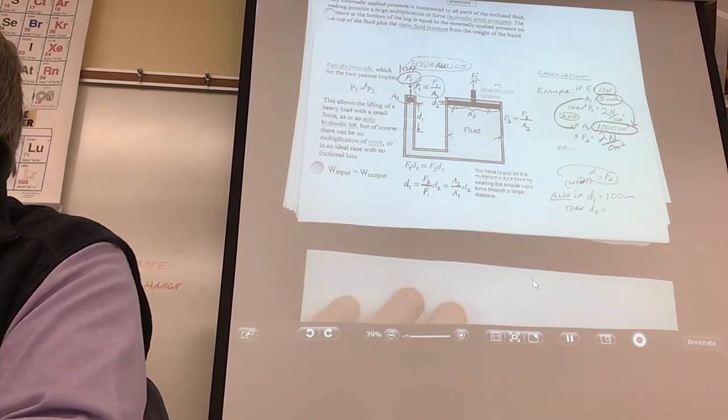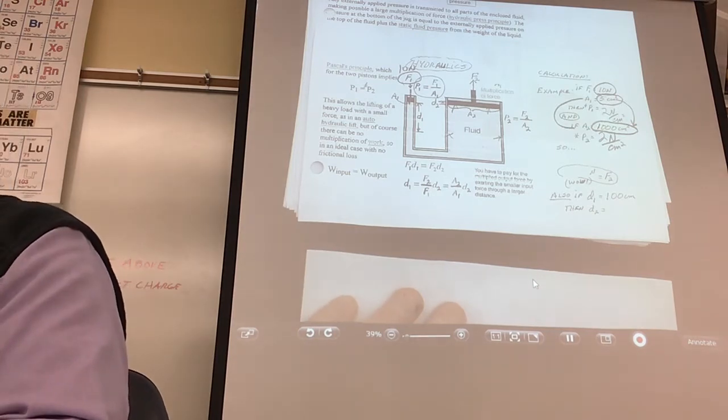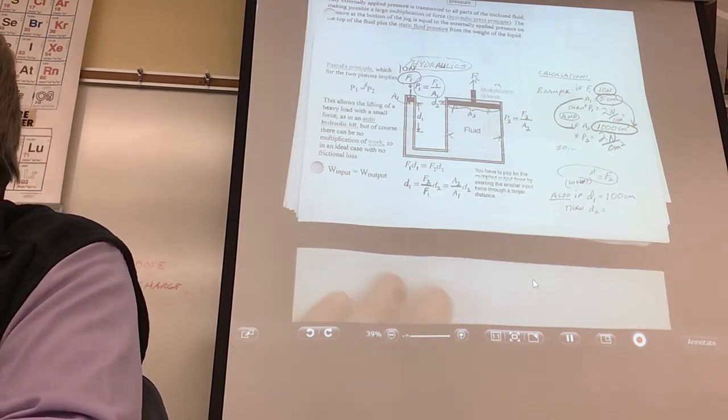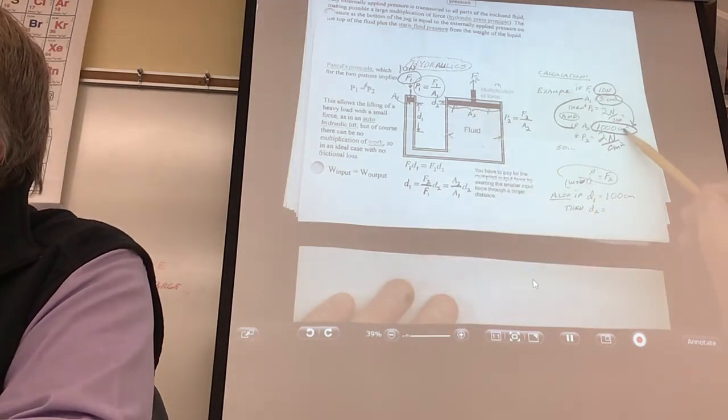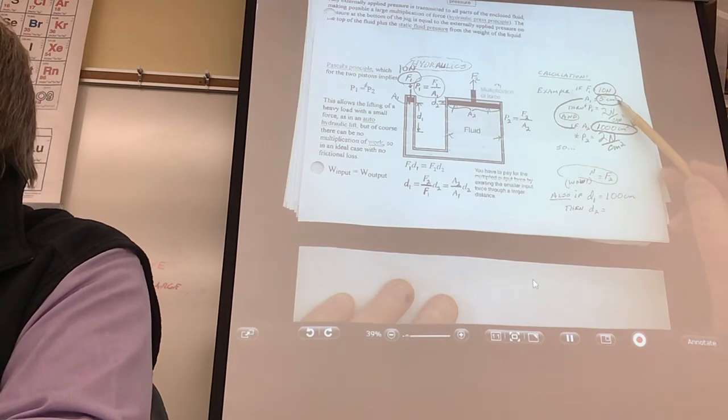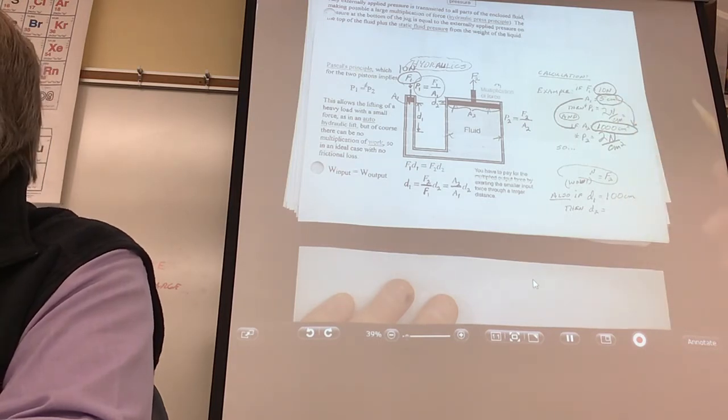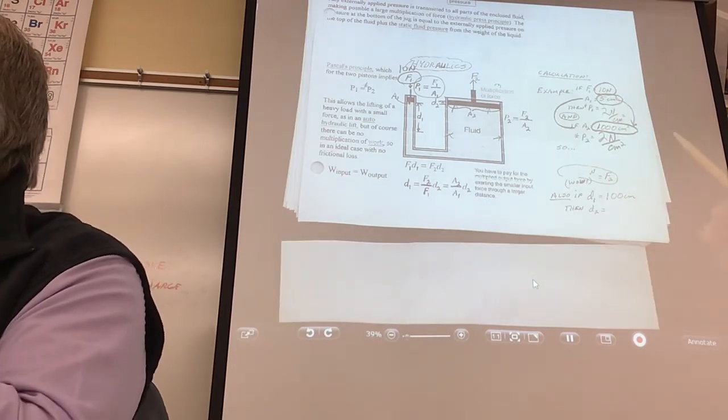Who feels like they can answer a question? Ella, what do you think? How many times greater is the area on this piston than that one? This piston's 1,000. That piston's 5. What do you think? 1,000 divided by 5.